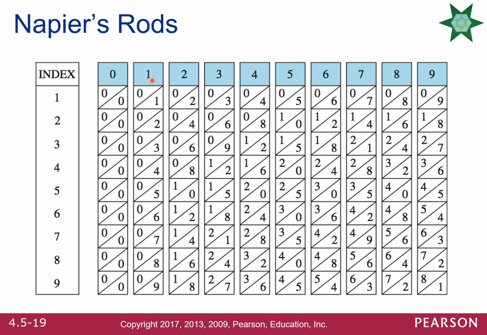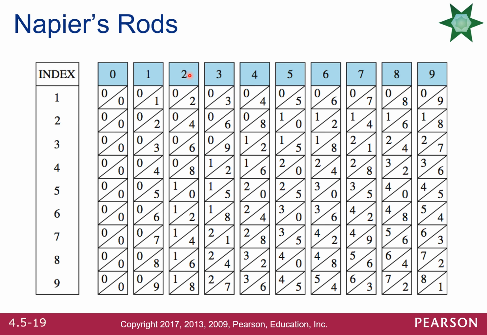Then the next column has 1, and 1 multiplied by 1 is 1. We always write it as a 2-digit value, even though it's a 1-digit number, so 0, 1, and the left digit goes above and the right digit goes below the diagonal. So 1 times 1 is 1, so 0, 1. 2 times 1 is 2, so therefore 0, 2. 7 times 1 is 7, so 0, 7.